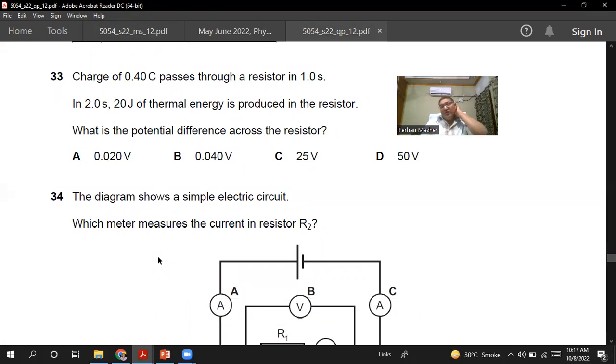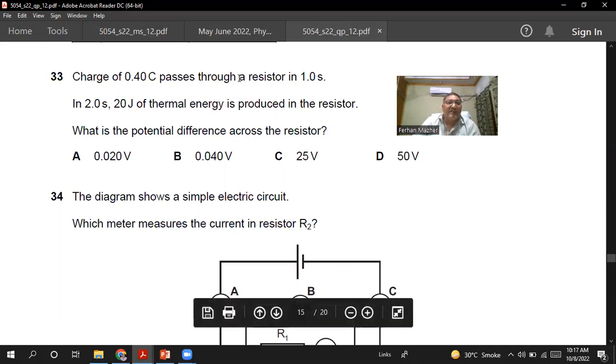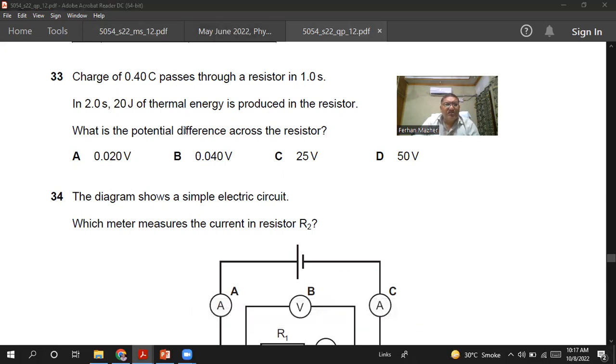A charge of 0.4 coulomb passes through a resistor in 1 second. In 2 seconds, 200 joule of thermal energy is produced in the resistor. What is the potential difference across the resistor? So I can very easily find the potential difference. I can find the current here. I know the energy. Simple.